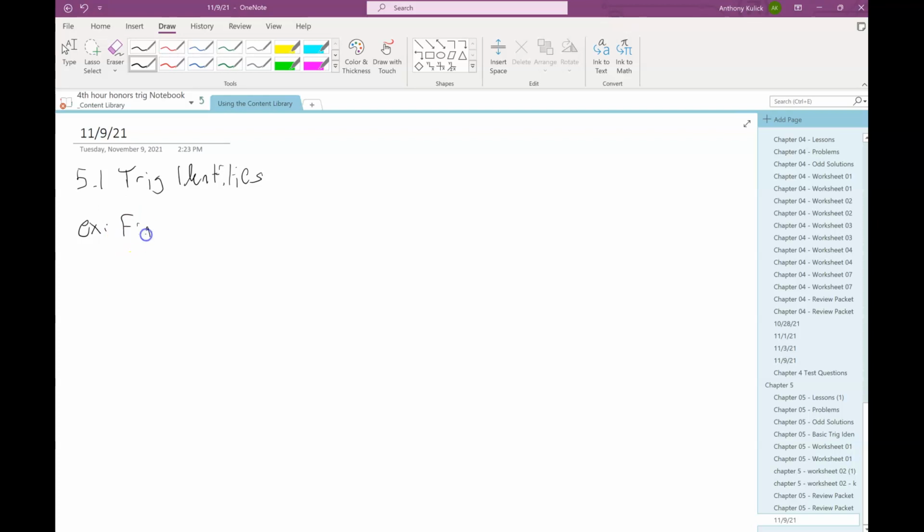Okay, let's say we want to find the value for sine theta, if tangent theta is 3 and cosine of theta is negative.